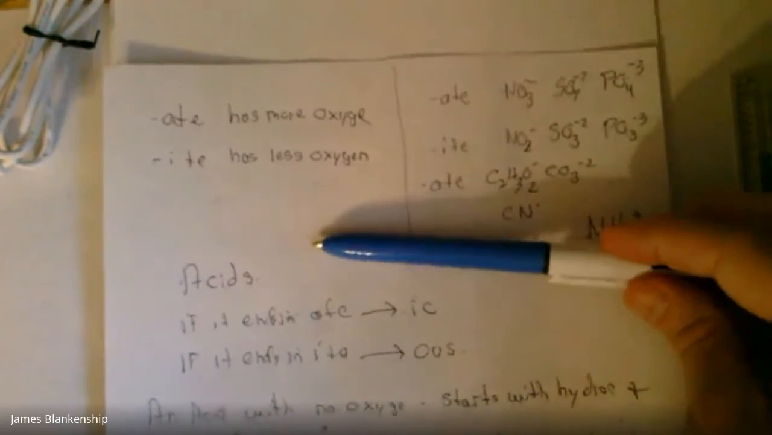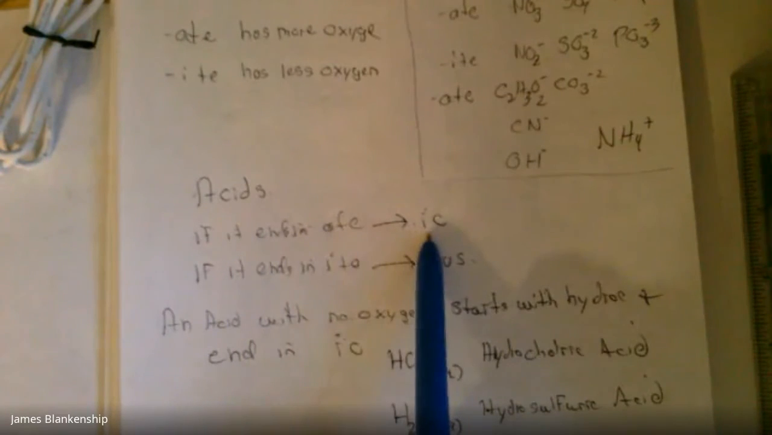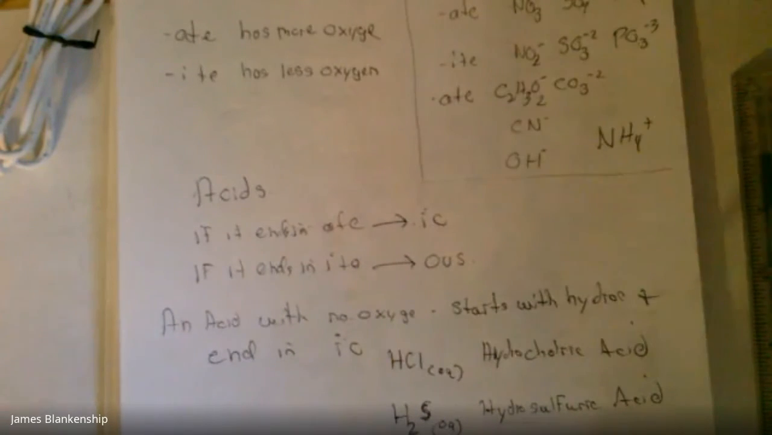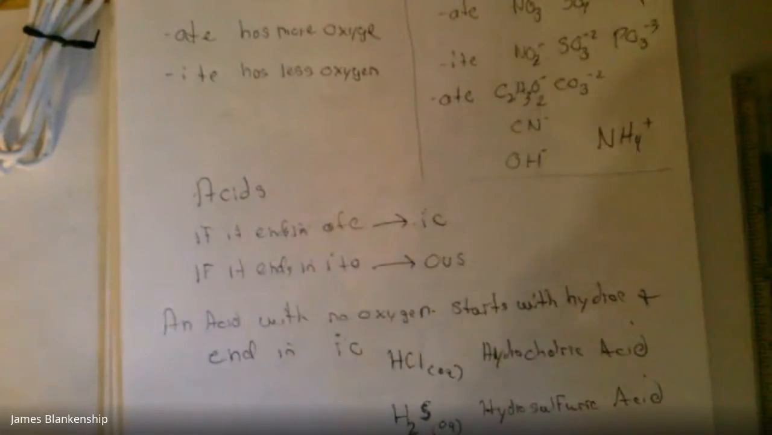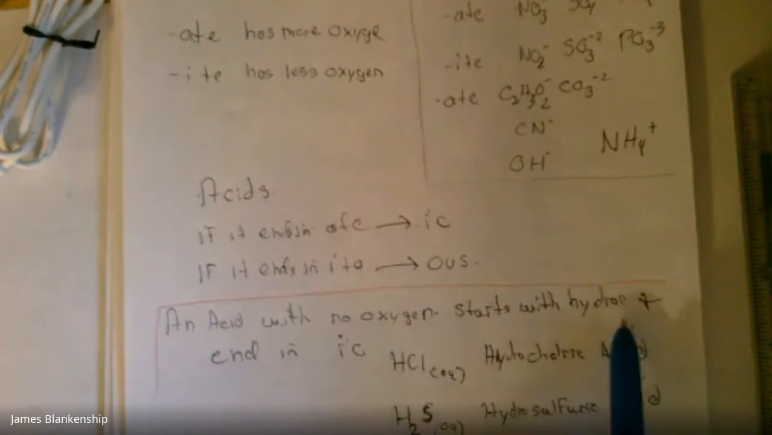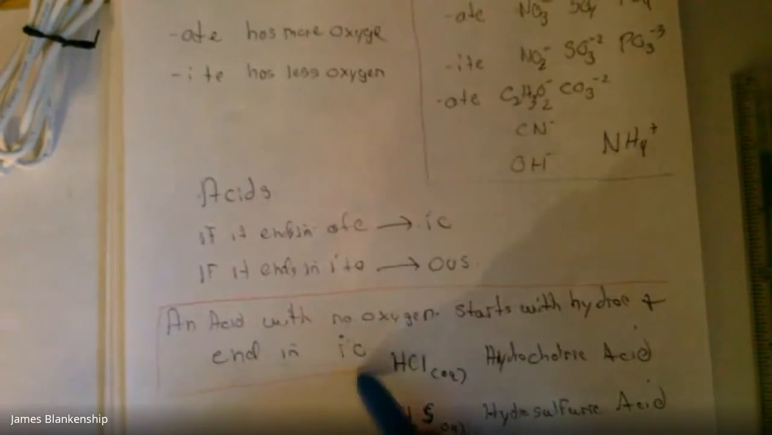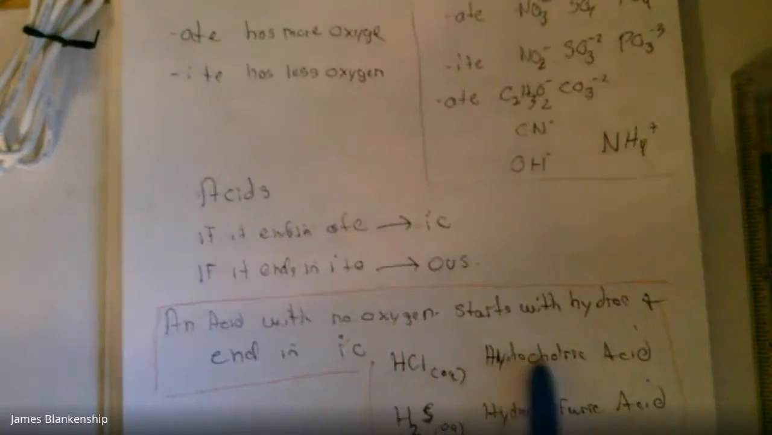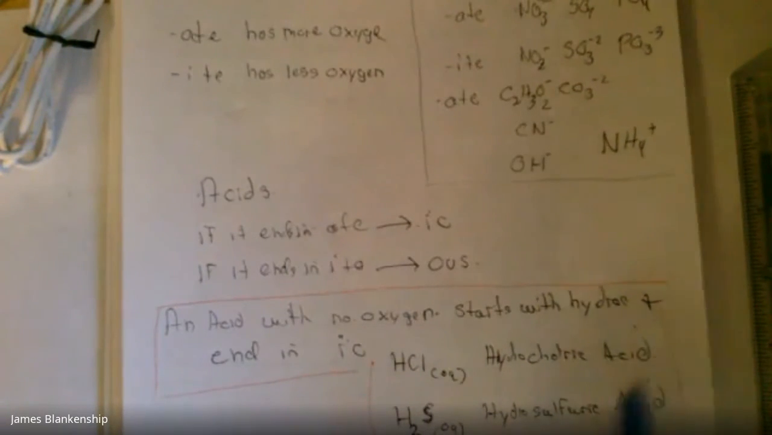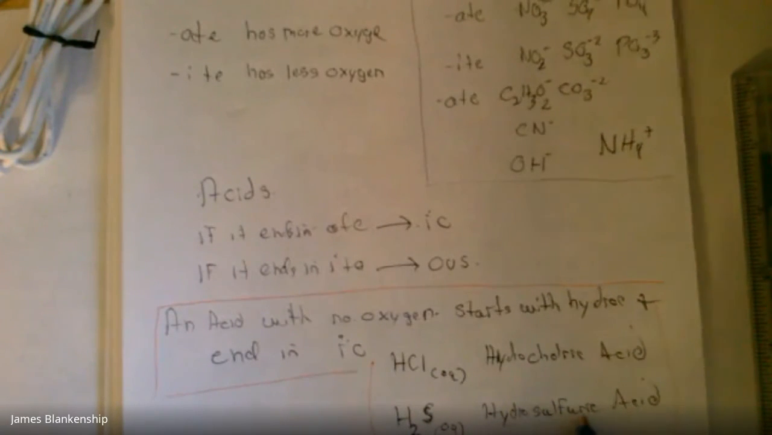We then wrapped up with naming of acids. So if our acid ends in ate, it's going to be ic. If our acid ends in ite, it'll be ous. Now, an acid with no oxygen, and this is an always, always take it to the bank, cash it, and go on a vacation, forget about it. An acid with no oxygen is always going to start with hydro and end in ic. And we used HCl, which is hydrochloric acid, and H2S, which is hydrosulfuric acid.